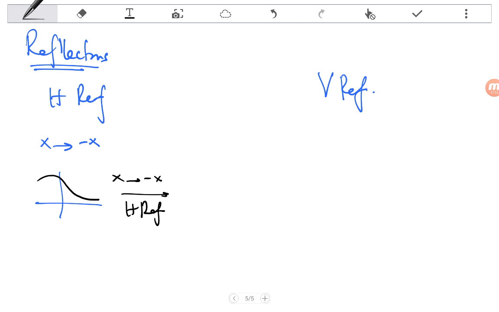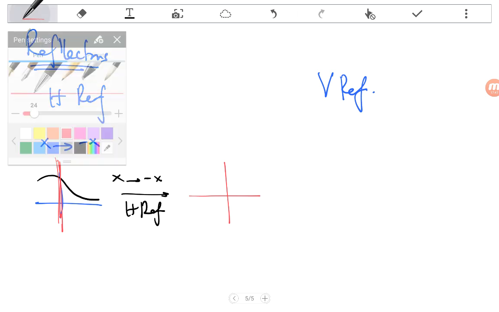If you know how to use image filtering and image editing, there is also an option, which is called horizontal flip. Horizontal flip is exactly what is called horizontal reflection. It is about the y-axis. Okay, so the new graph would be something like this.